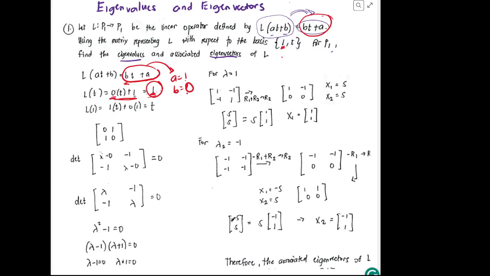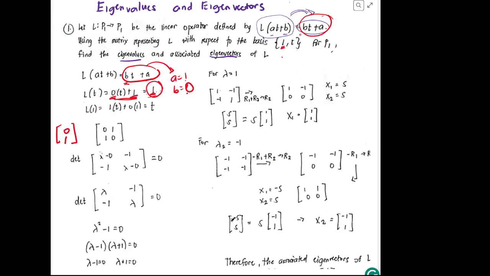So we have 0, 1. Okay, so you have to take note of that. Okay, we have 0, 1 from the linear transformation for the basis of 1.